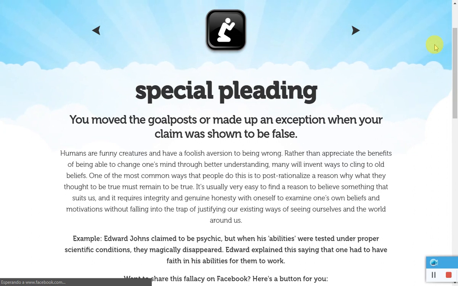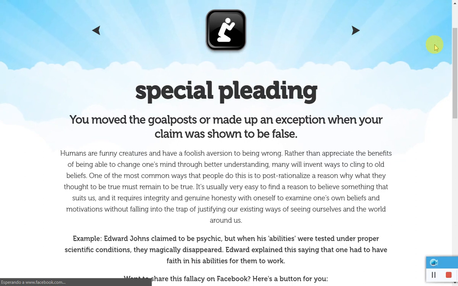It's usually very easy to find a reason to believe something that suits us, and it requires integrity and genuine honesty with oneself to examine one's own beliefs and motivations without falling into the trap of justifying our existing ways of seeing ourselves and the world around us. Example, Edward Johns claimed to be psychic, but when his abilities were tested under proper scientific conditions, they magically disappeared. Edward explained this saying that one had to have faith in his abilities for them to work.